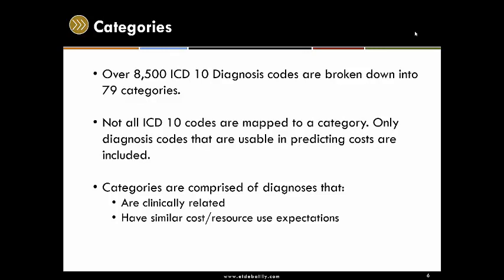So much like, again, when we think about the DRG system, we've got certain diagnoses that are CCs, certain diagnoses that are MCCs. Now we have certain diagnoses that are HCCs. So certainly not all codes are mapped to a category. It's only those codes that are usable in predicting costs that are going to be included in this. And then the categories themselves are going to be clinically related, and they'll have similar costs and resource use expectations.